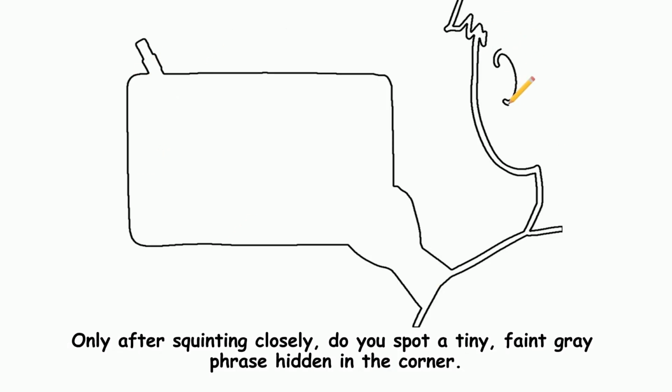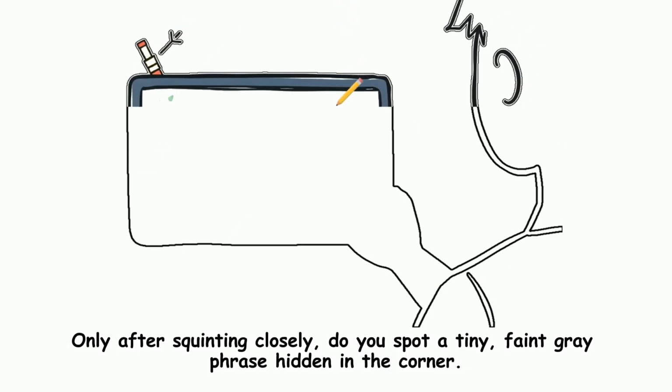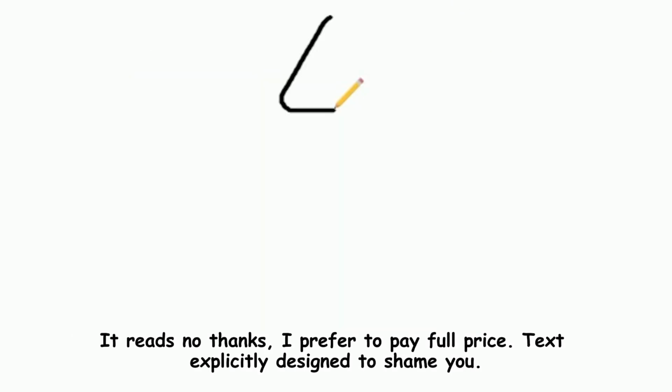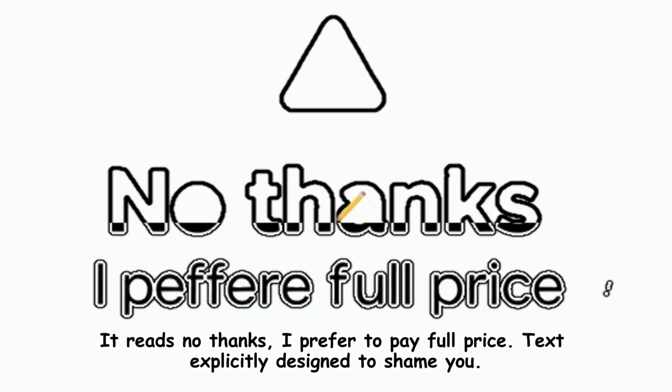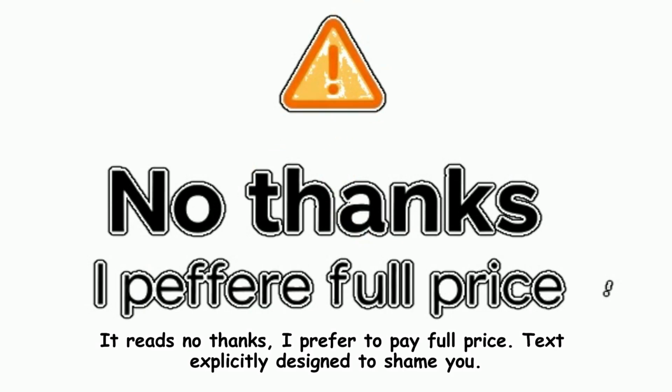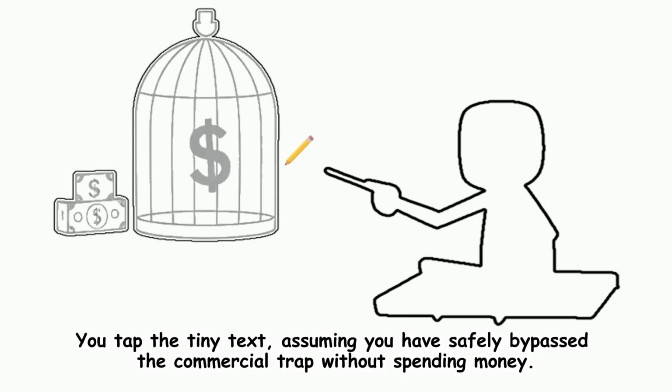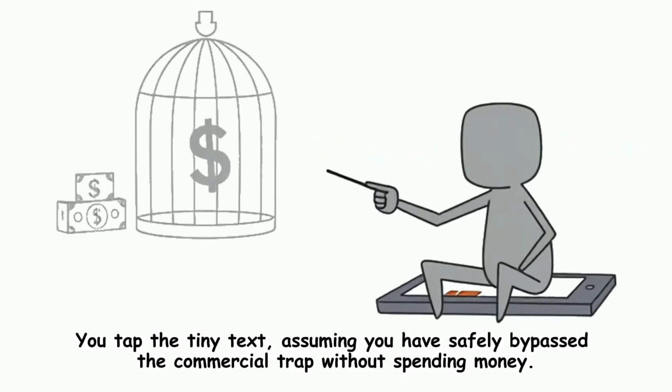Only after squinting closely do you spot a tiny, faint gray phrase hidden in the corner. It reads, "No thanks, I prefer to pay full price." Text explicitly designed to shame you. You tap the tiny text, assuming you have safely bypassed the commercial trap without spending money.